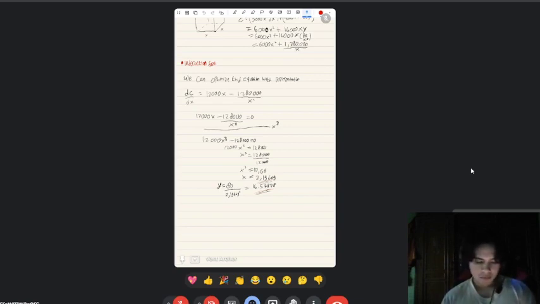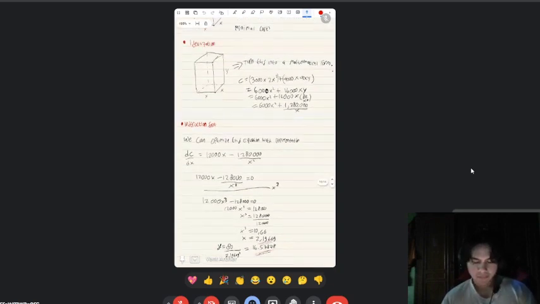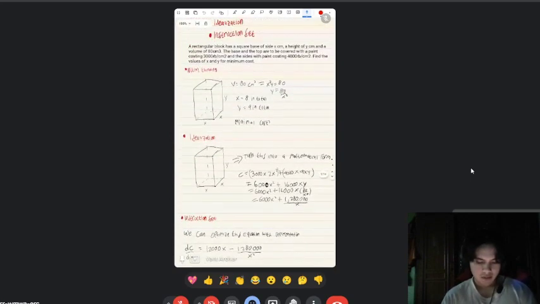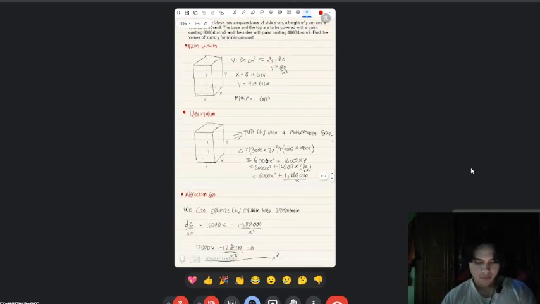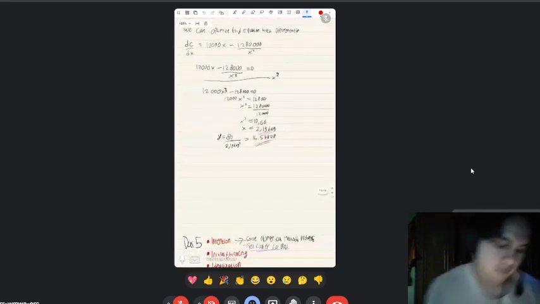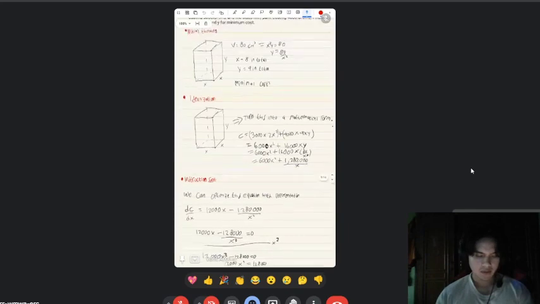And we can get y by inputting the value of x into the y that we already got here. y equals 80 per x squared, and we'll get that y equals 16.57878, and that's the minimum value of x and y for this particular problem.